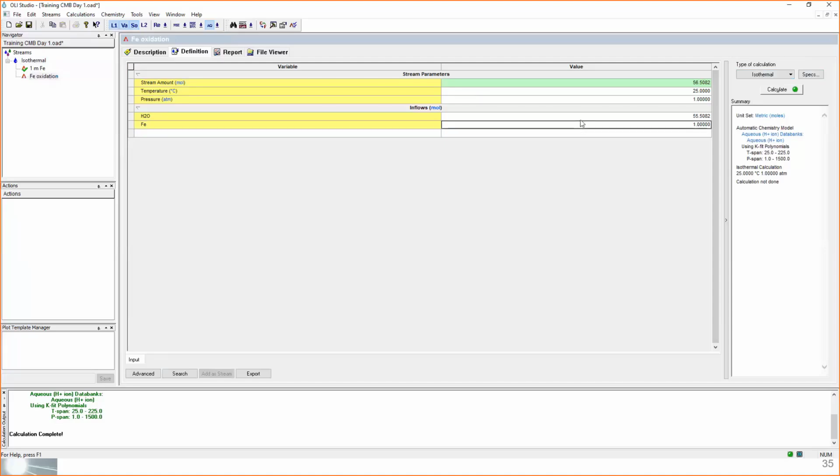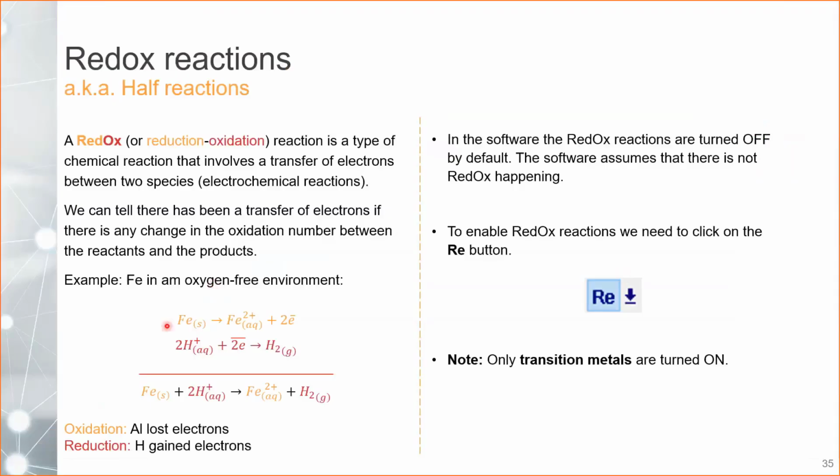You'll see that everything stays the same as we defined: iron 1 mole, 55.5082 moles of water. The only difference is that the redox reaction button is not turned on. So we need to turn on the redox. Just click on it, and you'll see that now it turned blue. When it turns blue, you'll see in the summary section that it says redox has been selected. So what this means is that now we are going to account for this oxidation reaction here.